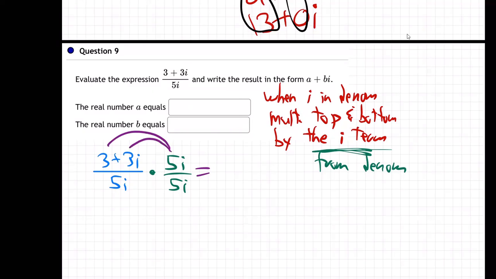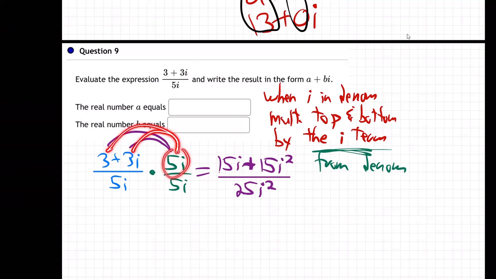Boom, boom. I get 15i plus 15i squared over 25i squared. We pause there for a minute. You see what happened there? So I multiplied the top and the bottom by 5i. We got 15i plus 15i squared. The 5i times 3 makes 15i, and 5i times 3i is 15i squared. On the bottom, 5i times 5i is 25i squared.